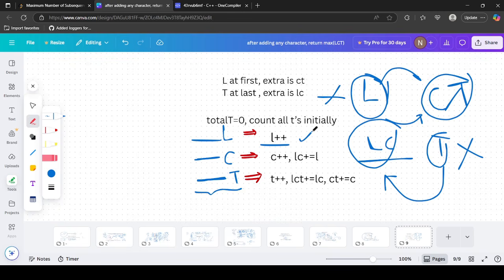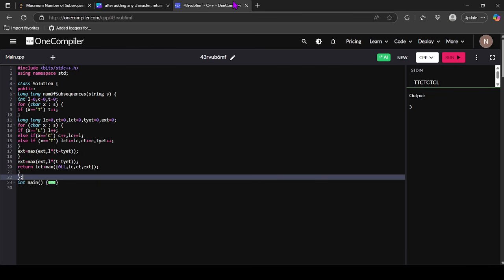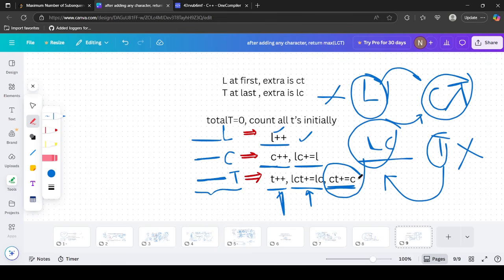So we are maintaining L, C, LC, and T also, so that we can get the T's after this index in O(1), and LCT, which is obviously the final answer. And then CT plus equals C. This is because we want the count of CT subsequences for the final condition when we are adding L. So by adding two other variables, we can get the answer in O(n).